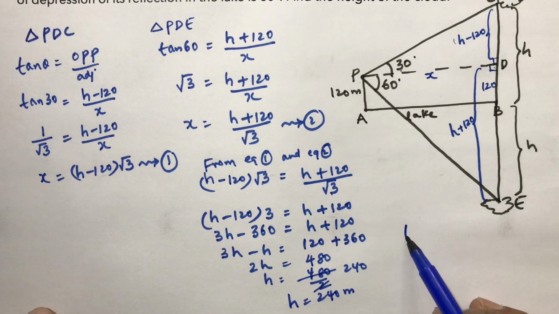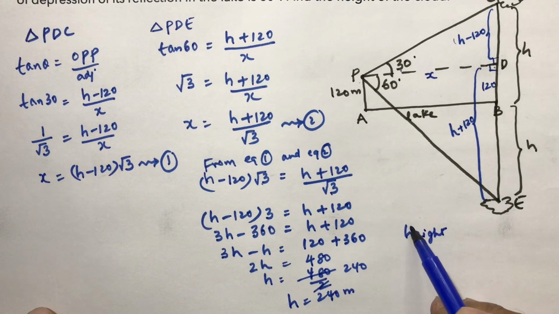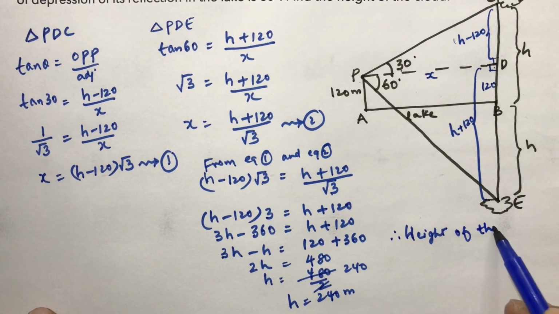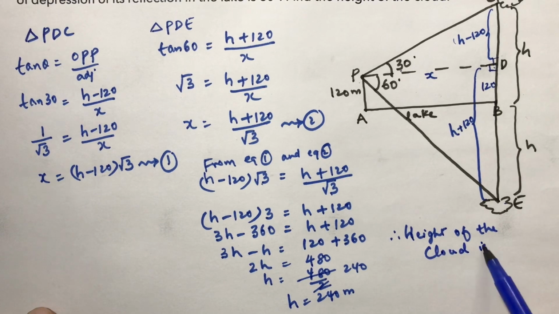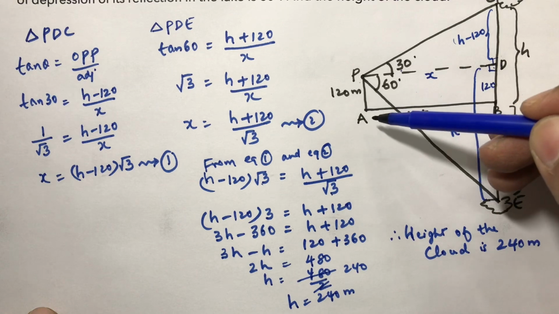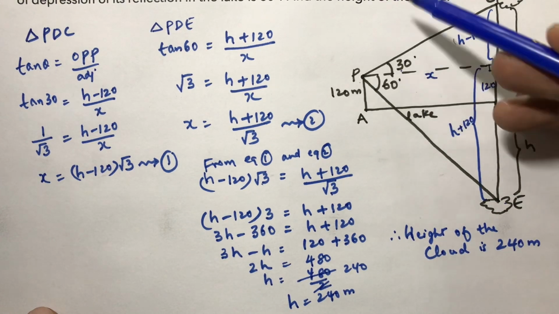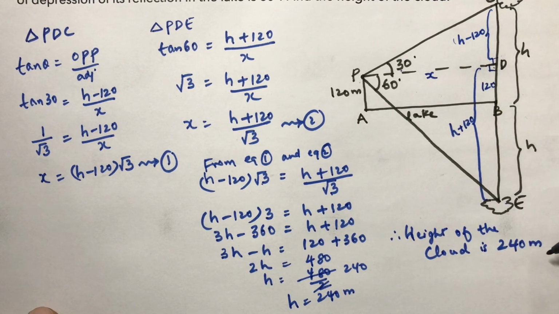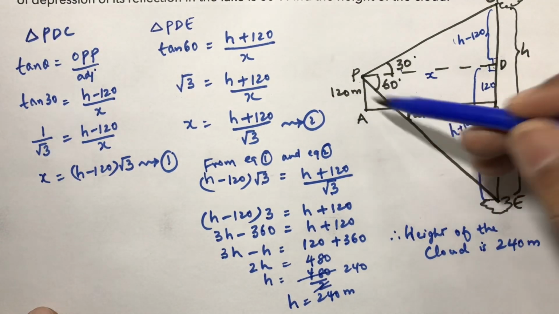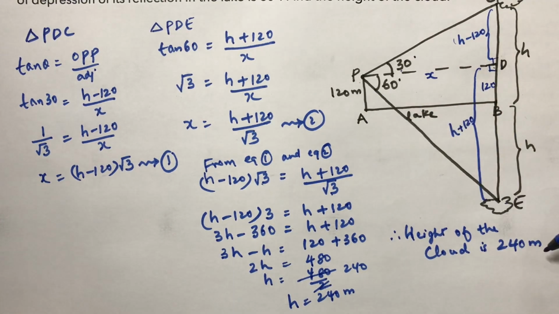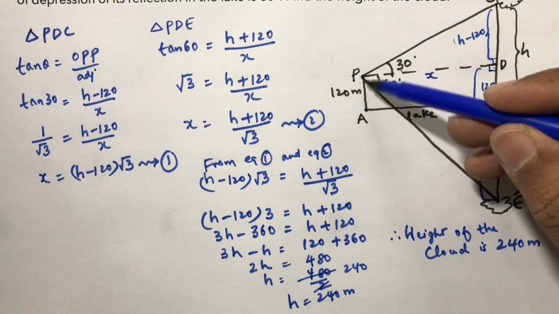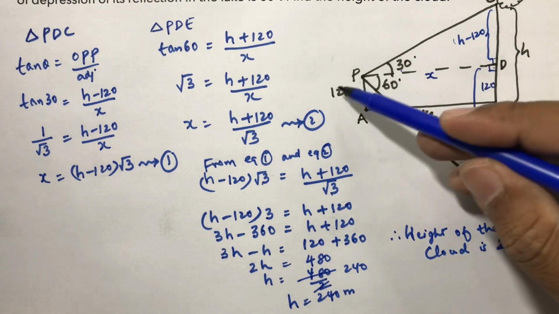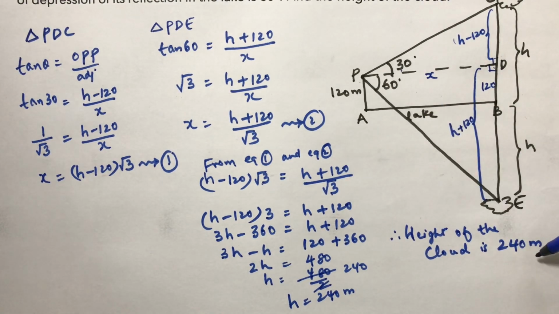Therefore the height of the cloud is 240 meters, which I told already. If it is 120 meters and the angles are 30 and 60, for a cloud problem they'll give the angles 30 and 60 only. So the height of the cloud is 240 meters. It is double of 120. If it is 100 meters, the answer will be 200. If it is 60, the answer is 120. If we are observing at a height of 50 meters, the answer will be 100. But here it is 120. So once again I am telling, the answer will be double.